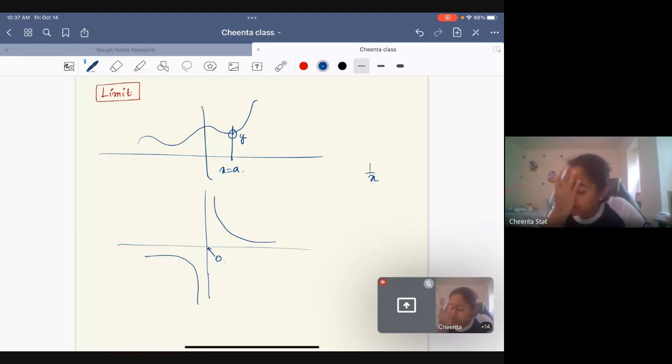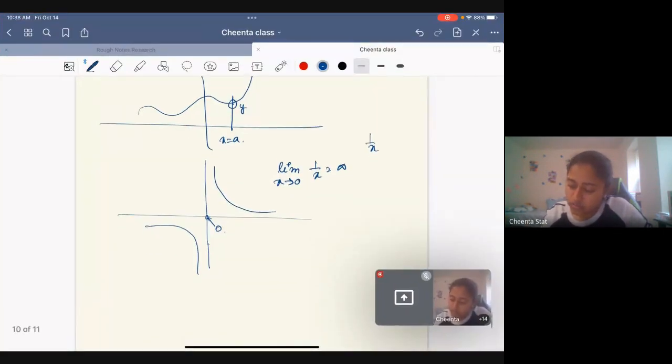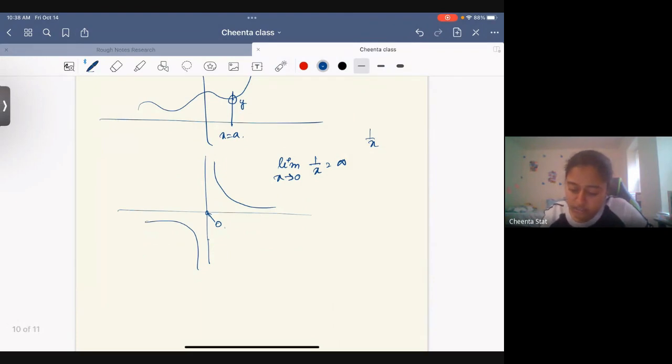But we can say that in a very close interval of 0, this function can reach a very great, huge, large value. So we can write it down: limit x tends to 0, 1 by x equals infinity. This infinity means this is a very large value. And it might be some case like that.